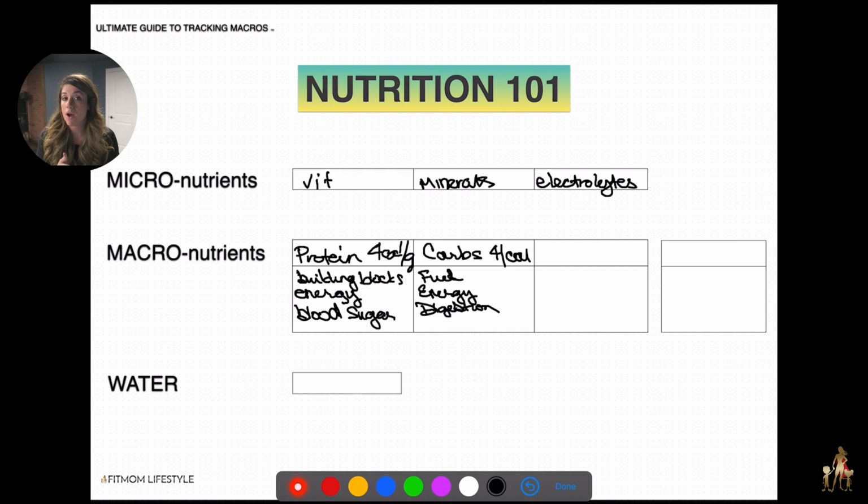We'll talk a little bit about how you can set your balance here with your macros and your overall intake, but carbs really do play a big role in the body, again, especially if you are somebody who exercises regularly. And then we're going to talk about fats. So fats are 9 calories per gram. So fat can be very satiating.